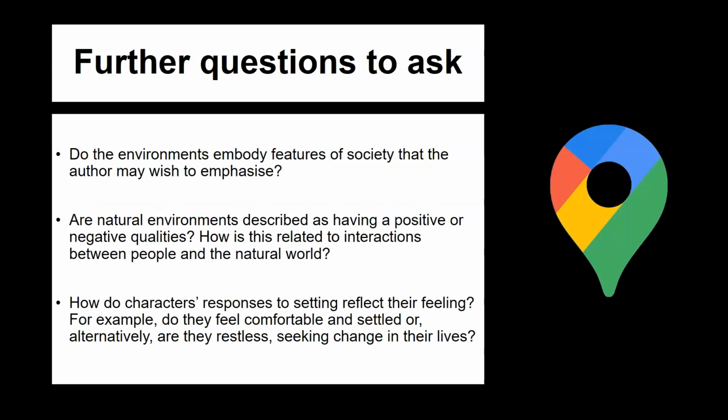Additional questions that we need to ask as we analyze a setting and consider what features it uses are: do the environments embody features of society that the author may wish to emphasize, such as within the time and place? Are natural environments described as having a positive or negative quality to the main character and their surroundings? How is this related to interactions between the people and the natural world? And more importantly, how do characters' responses to setting reflect their feelings? For example, do they feel comfortable and settled? Or, alternatively, are they restless, fearful, or even seeking change in their lives?